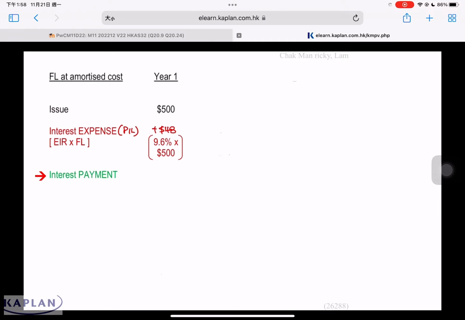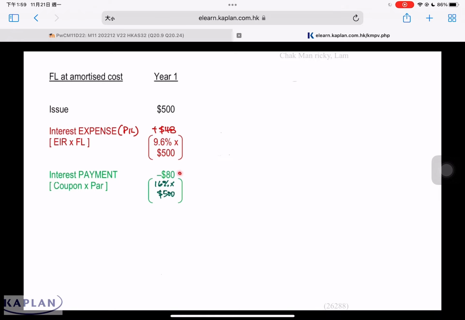Year 1, the issue of the loan with debit cash, credit loan, is equal to $500 million. And we must account for the interest expense. Interest expense is always based on the effective interest rate multiplied by your financial liability. Effectively, we calculated just now it is 9.6%. Borrowing of 500, the first year interest recognized in P&L should be equal to 48. This 48 is the interest that we must recognize in profit and loss. But the interest payment, which is the cash flow, is based on the coupon rate multiplied by the par value. 16% multiplied by 500, $80.